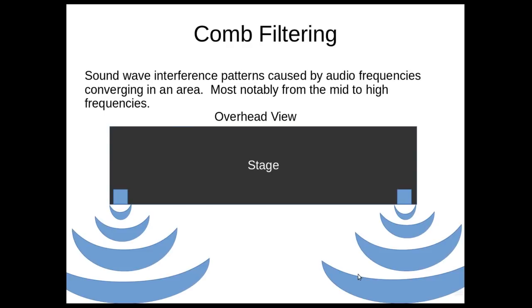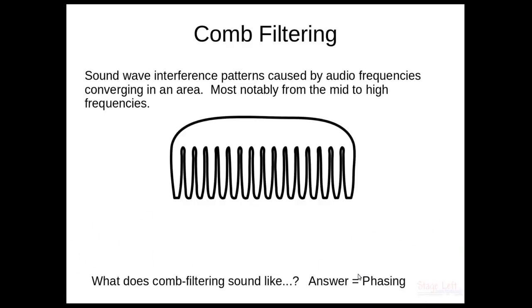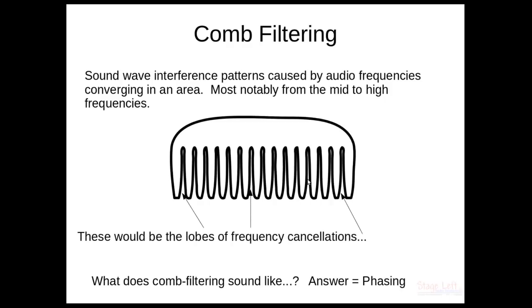Okay, so the term comb filtering, as maybe some of you have figured out, represents a comb. And the lobes here in the comb represent audio. If we look at this, the open areas in the comb would be where the cancellations are occurring in the sound wave.